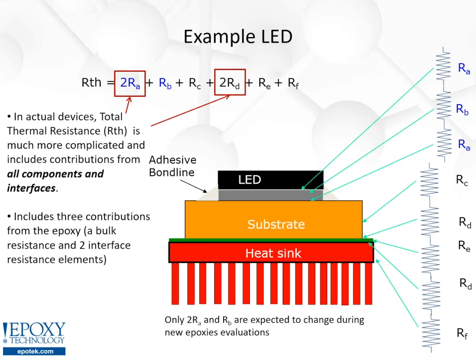Here you can see an example LED where we've broken down how many resistance layers you will have to go through to actually wick heat away from the heat generating semiconductor LED down into the heat sink. The bulk adhesive resistance is absolutely critical. But just as critical is its ability to interface with the LED and with the substrate and to optimally transfer heat away from the heat source.